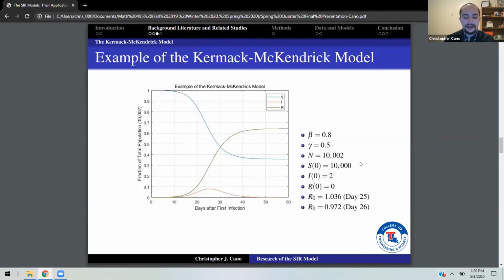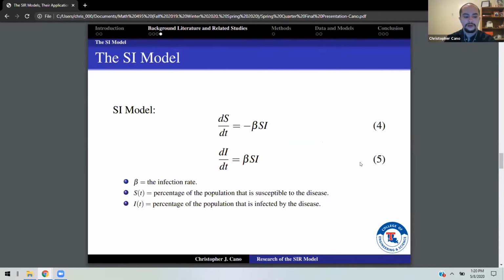Now let's take a look at the SI model. So notice that the setup of the SI model is similar to that of the Kermack-McKendrick model. The SI model, however, does not have a recovered category or a recovery rate. This is due to the fact that the SI model is used on communicable diseases that cannot be recovered from. Before we look at some real-world data, we will see how the infection and recovery rates were approximated.